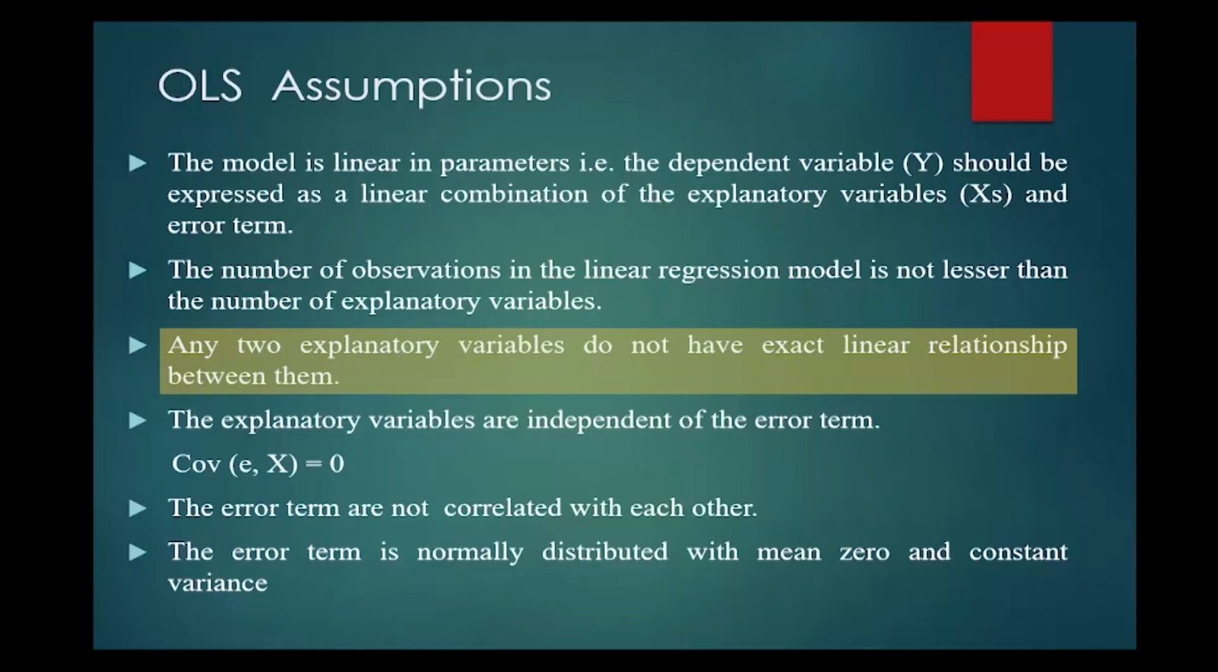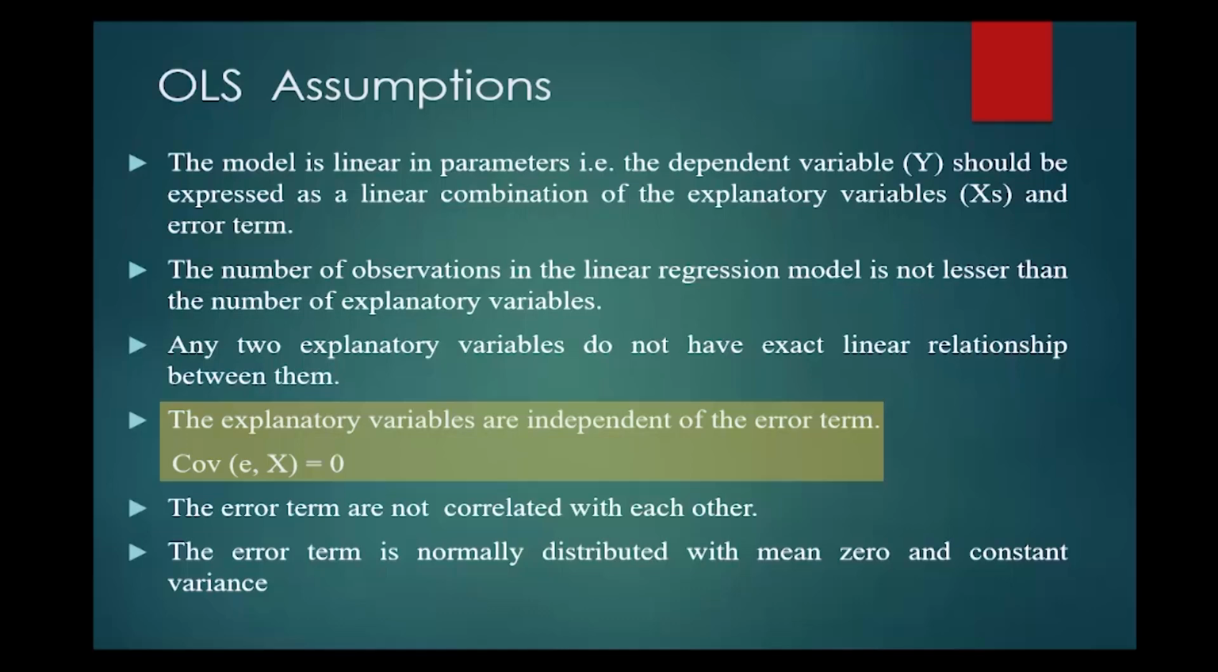Any two explanatory variables should not have an exact linear relationship between them. This means that when we are working with a particular model, there may be many factors which are correlated with each other. For example, if we do a wage-education model, where wage is dependent upon education, we can find that there may be many factors which are affecting the wage. So this will make the problem of multicollinearity come up, and that will actually affect the estimation process.